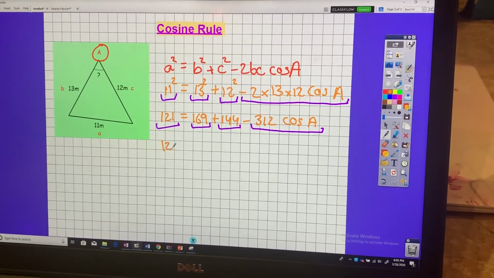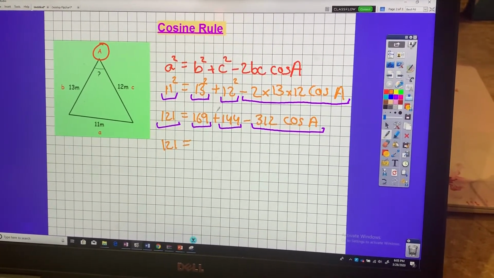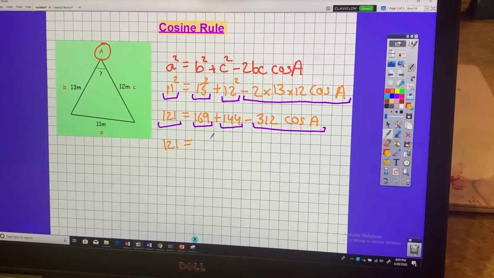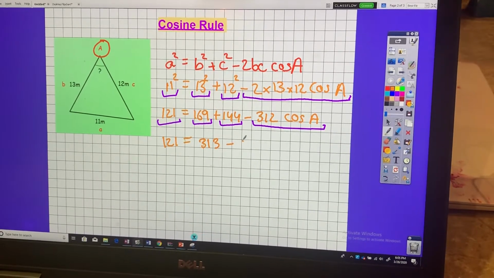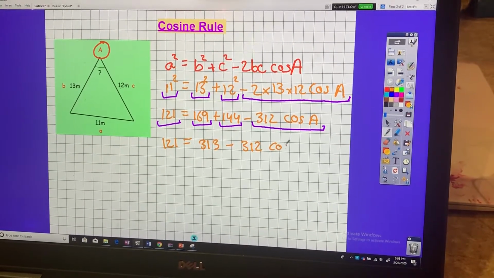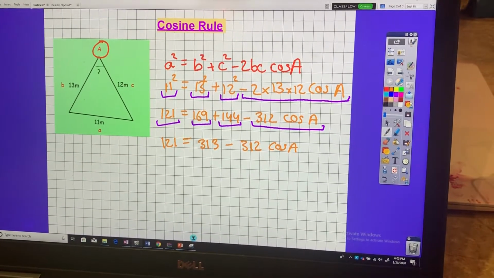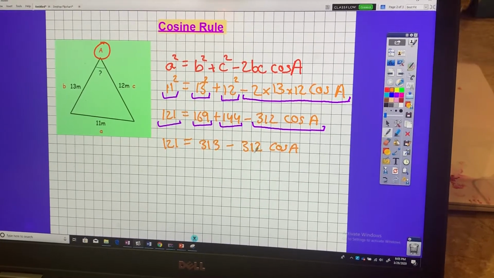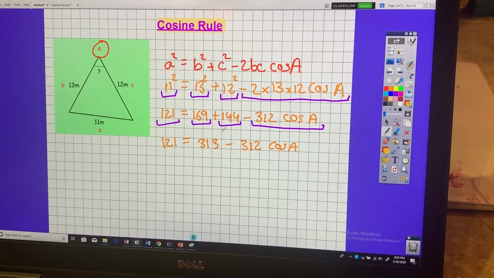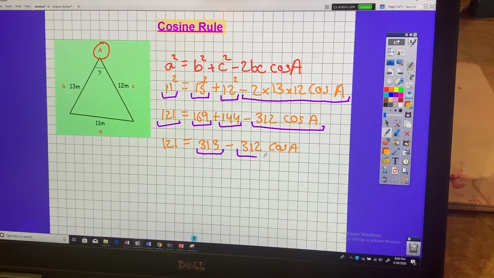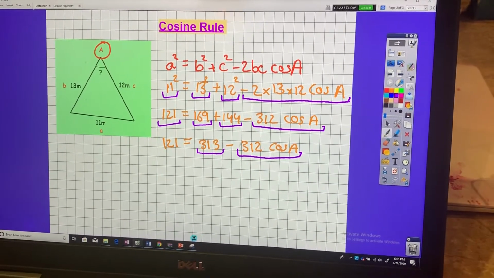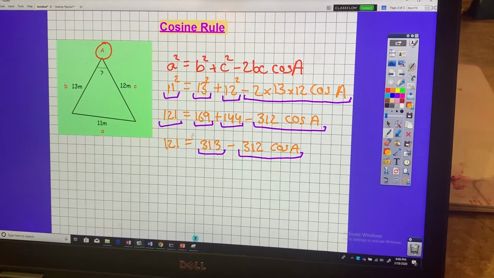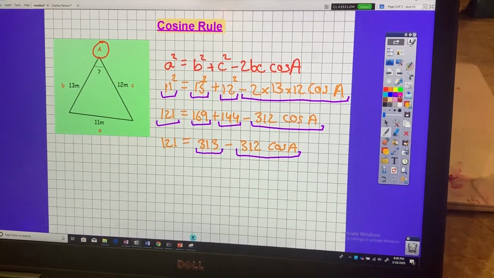121 equals 169 plus 144, which is 313, minus 312 cos A. Again, you cannot do 313 minus 312 because these are separate terms. This is a number and this has cos A attached to it, so you can't collect these terms. Okay, so what would you do now? Any ideas?